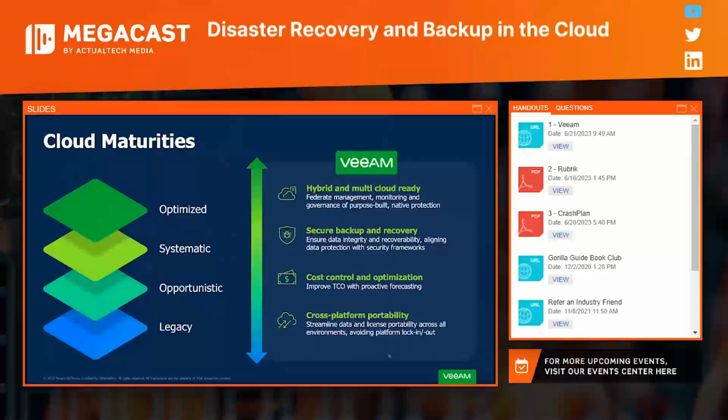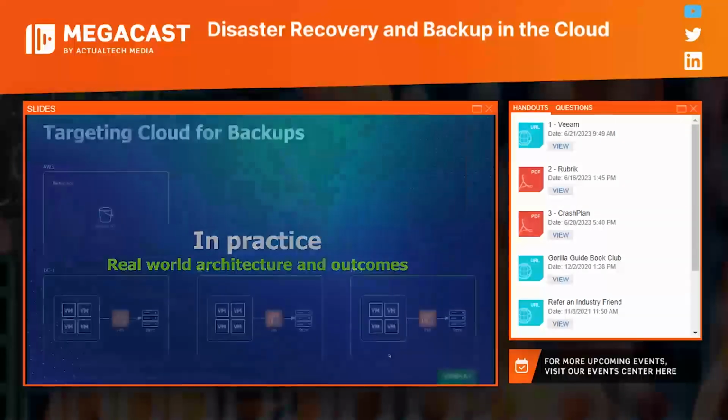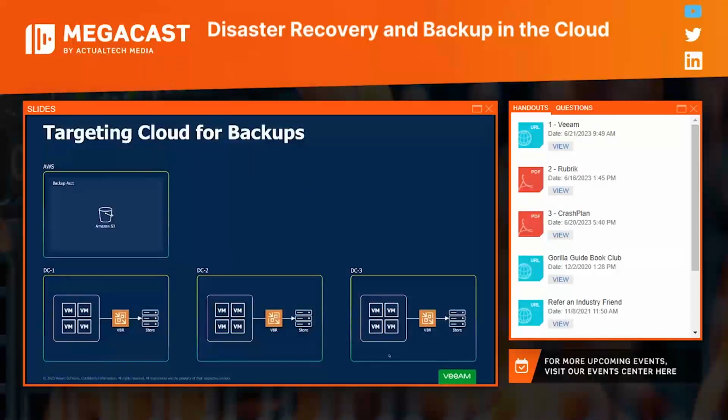So I wanted to show you this in practice. It's a real world architecture with some real world outcomes. This is an organization that was using Veeam for their 3 different data centers that were geographically distributed across the United States. They had essentially a host of virtual machines on all of them with Veeam Backup and Replication, performing backups to storage within those locations.